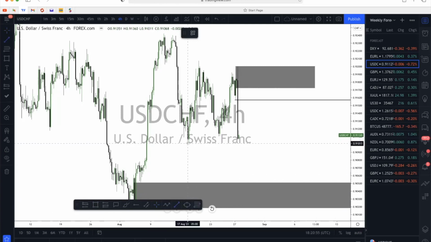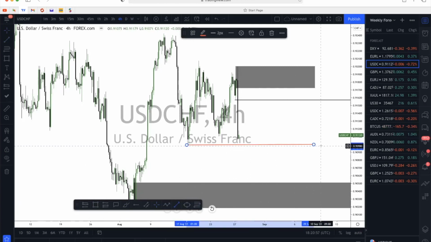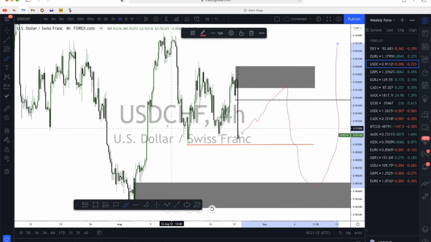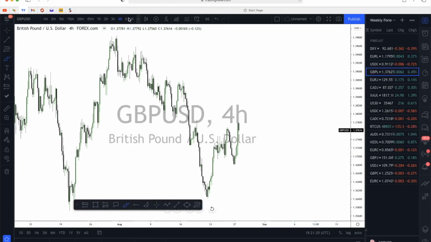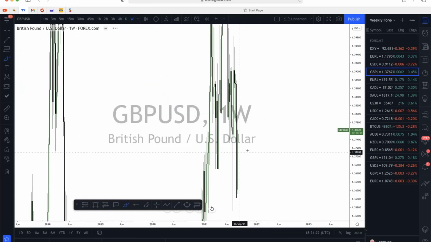Then in this area, I have a liquidity zone, so I will be expecting price to come all the way down here. The first thing I'm expecting is a sell, then a buying opportunity, then price goes higher. This is my expectation on this pair. This is really what I'm expecting to see. Now, for GBPUSD, going back to the weekly time frame again.